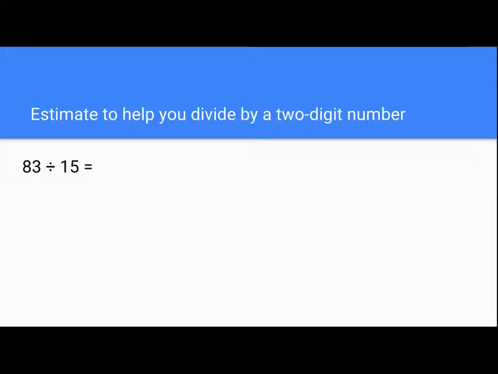Now, we are going to use another strategy. We're going to estimate to help us divide by a 2-digit number. So what do we estimate? Well, we estimate the divisor. If we have 83, and we're going to be dividing it by 15, let's think about the fact that our divisor, 15, rounds to about 20. Now, to make it much easier, how many times can 20 go into 83 or 80? Well, how about we try 4? I'm going to try putting 15 into 83 4 times. 15 times 4 is 60. So now I'm going to subtract 60 from 83, and I get 23.